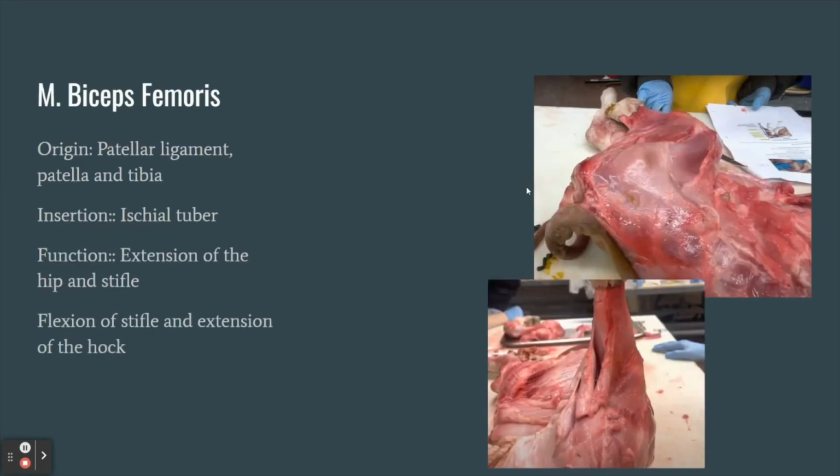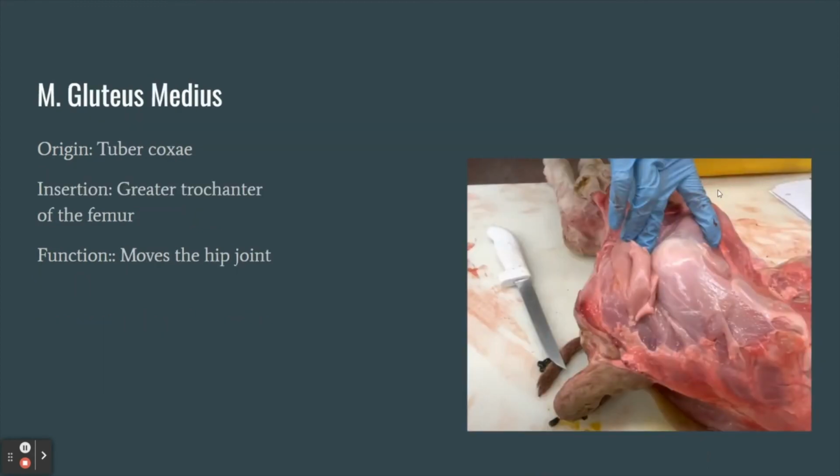Muscles of the pelvic limb include the biceps femoris. Its origin is the ischial tuber. It inserts into the patella ligament, patella and tibia. Its function is the extension of the hip and stifle, flexion of the stifle and extension of the hock. The gluteus medius origin is the tuber coxae. It inserts into the greater trochanter of the femur. Its function is to move the hip joint, and it's found underneath the biceps femoris.